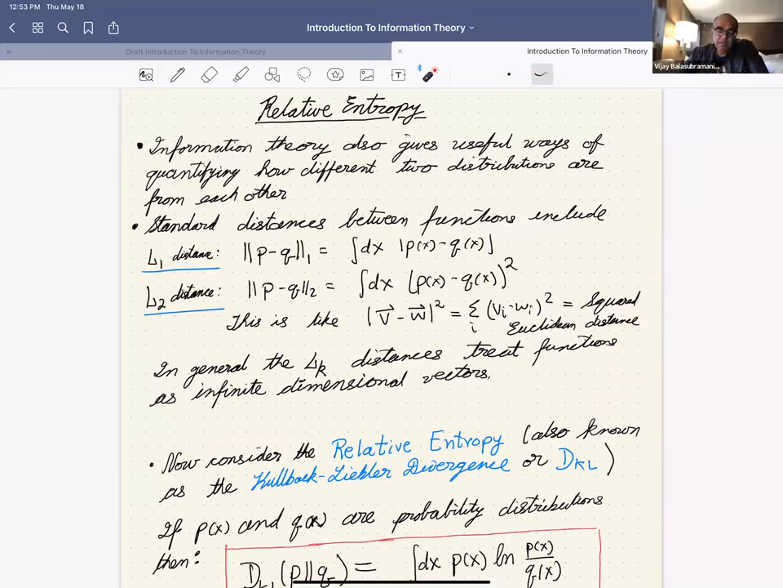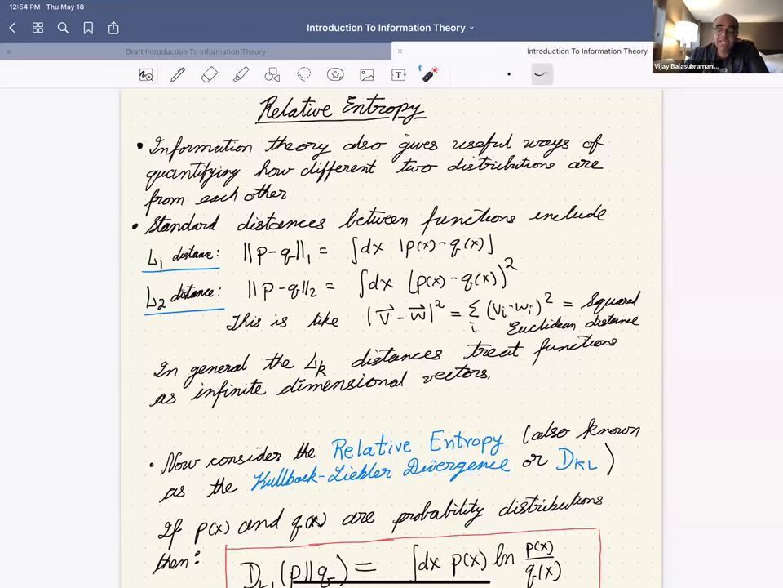Okay. So let's go through the last topic. I've talked about entropy and mutual information. The last basic topic in information theory that I think you need to know is something called the relative entropy. So let me explain what that is. Besides giving you ways of characterizing how much information is transmitted by things, information theory also gives you useful ways of quantifying how different two distributions or modes of transmitting information are.